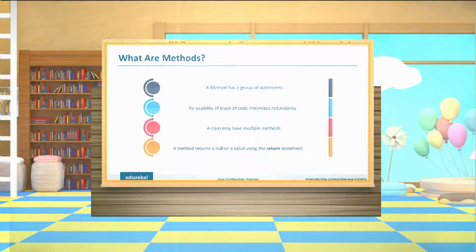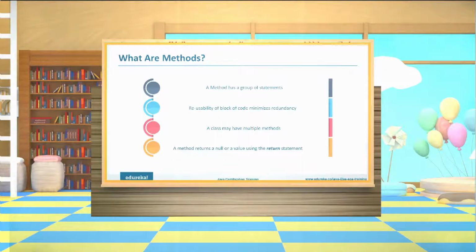A method has a group of statements. Of course, since it defines the behavior of a class, you need to have some operations done, right? So you define the operations through a group of statements. It is mostly used for reusability of a block of code, which minimizes redundancy. Imagine if you didn't have methods, then you would have written the same piece of code again and again. Say, for example, you have something which adds two numbers, and you write the code to add two numbers directly into the main method. If you want to add two numbers again, you will have to write the same piece of code again in the main method.